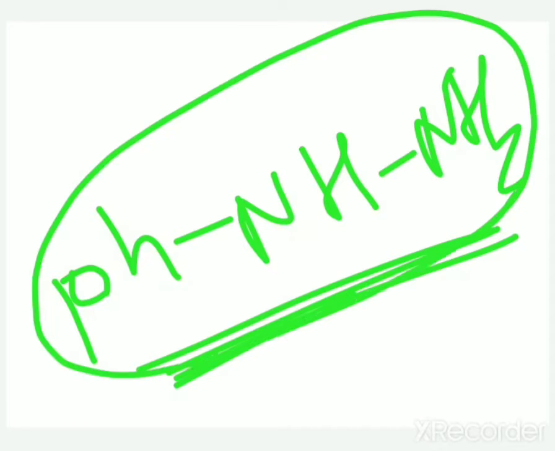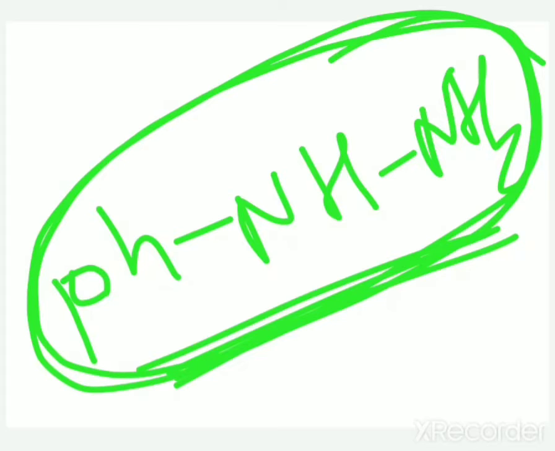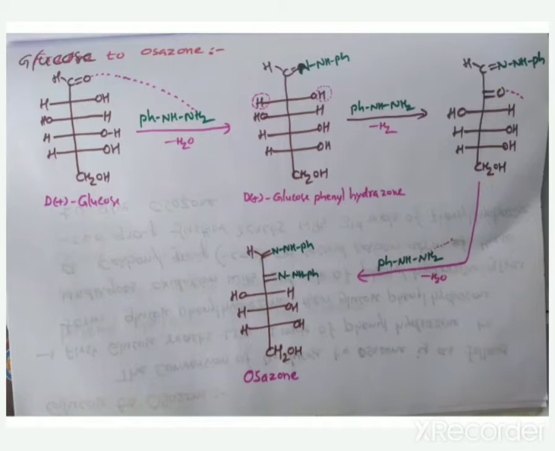What is the role of phenylhydrazine? Remove oxygen from the carbonyl group. The main role of phenylhydrazine is to react with the carbonyl group, the C double bond O group. This is the main role. So we see the chemical equations, glucose to osazone.